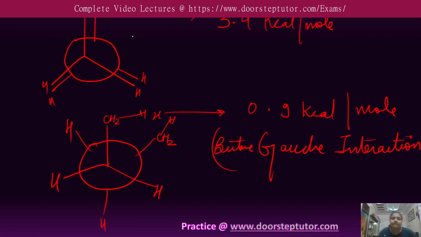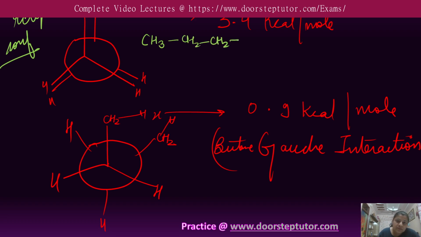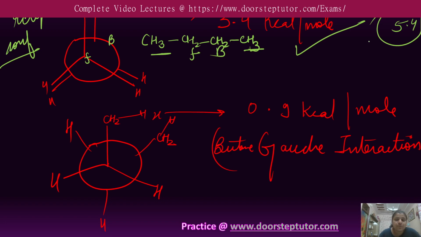Now consider this particular eclipsed conformation of butane. I have told you that this is CH3, this is CH2, this is CH2, and the other is CH3. So this is front carbon, this is back carbon, and these CH3 are substituents. When the two CH3s are present together, the energy value is 3.4 kcal per mole. If I say calculate the total energy value, the total for this molecule is 5.4 kcal per mole, because 3.4 for these two CH3, and 1 kcal for this bond and 1 kcal for this bond.